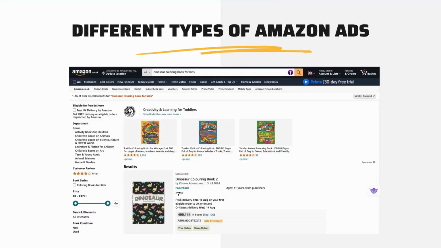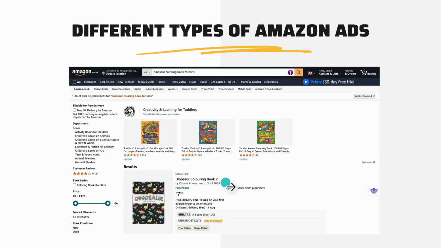Now, there are two main different types of Amazon ads. The first one is a keyword ad, and that basically means anytime someone searches something into Amazon, i.e. puts in a keyword like dinosaur coloring book for kids, your product can show up against that certain keyword. So you can basically have your book shown in front of people who type in a certain thing. And as you can see, that's exactly what this book is doing here because it comes up with that sponsored button, as you can see.